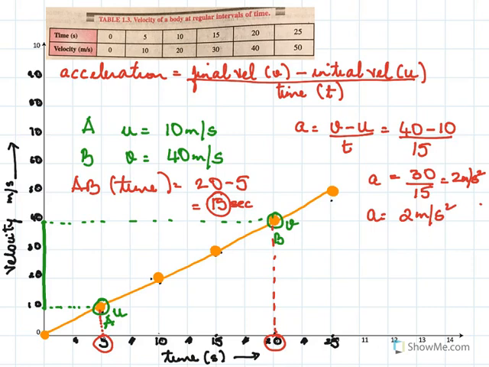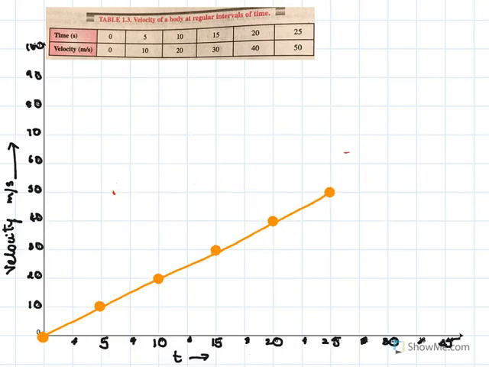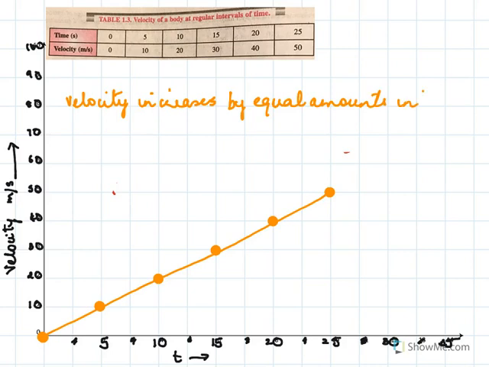That means for every second the velocity was increasing by 2 meter per second. So you've seen in this body the velocity increases a bit. How does it increase? Here the velocity increases by equal amounts in equal intervals of time.